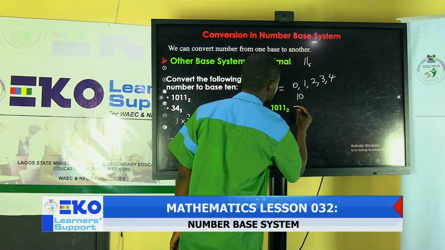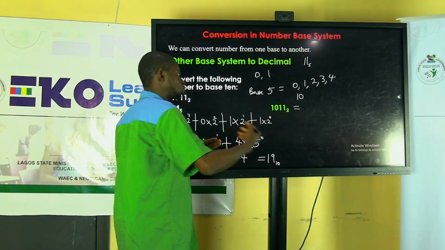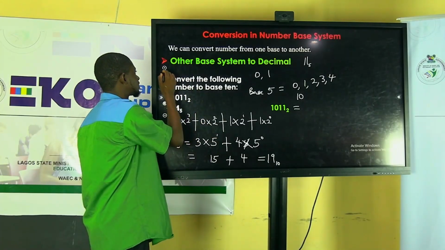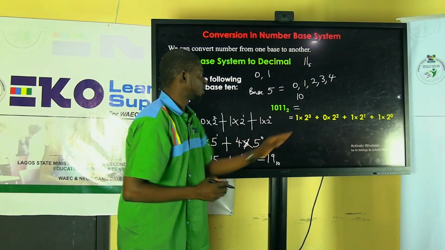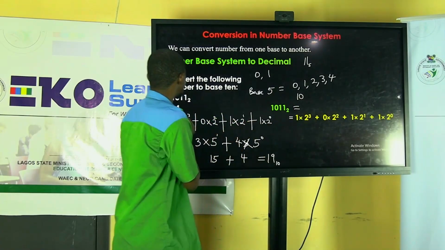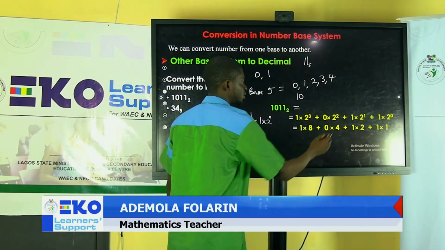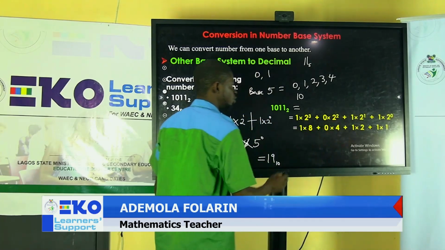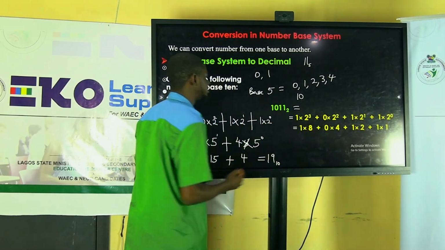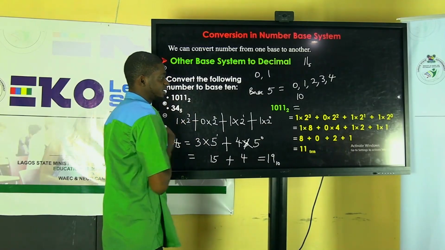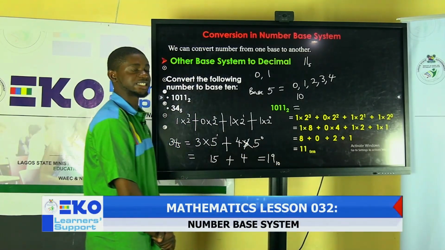Here we have it to be equal to, you know the process, 1 multiplied by 2 plus all that, and that is what we have here. So let's look at this. The next thing is that we then begin to look at the power of each of it. 2 raised to power 0, 1. 2 raised to power 1, 2. 2 raised to power 2, 4. 2 raised to power 3, 8. Then we simplify this. When we simplify it, we have it as 11 in base 10.